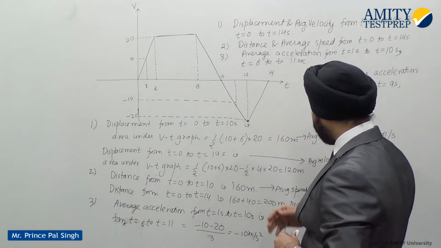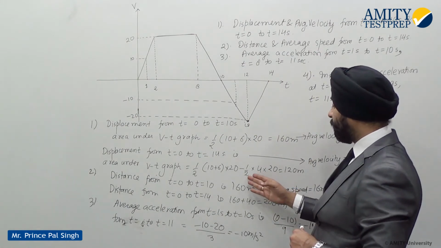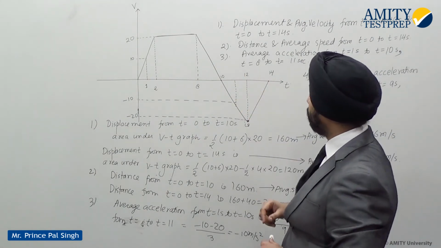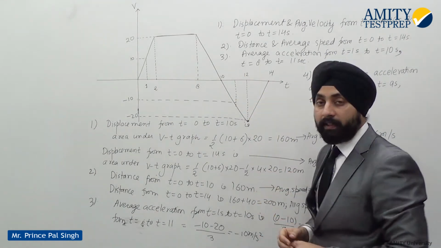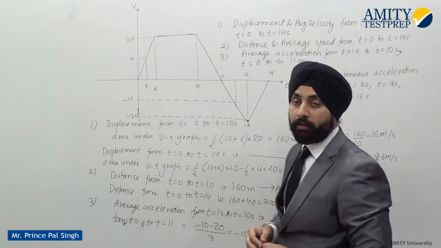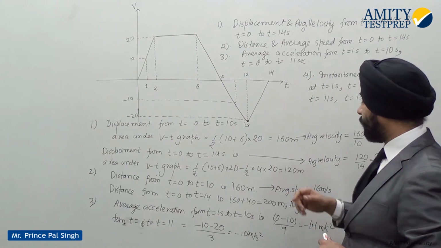The area of this triangle is half into 4 into 20. The 4 is the base, 14 minus 10, and this is the height, which is again 20. I have subtracted it. Why? Because the velocity is negative. So the displacement of the particle is 120 meters.